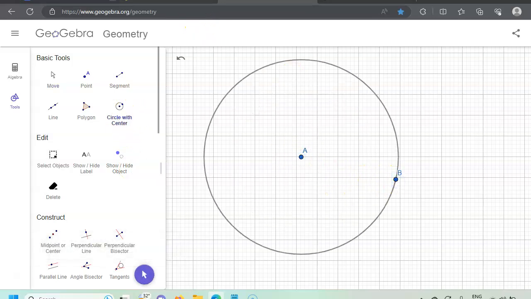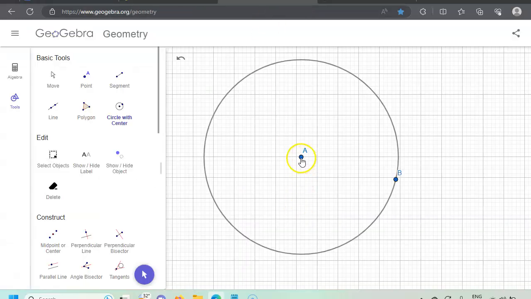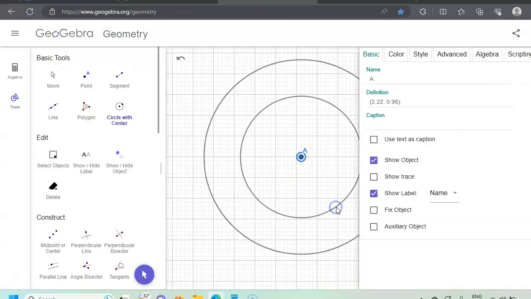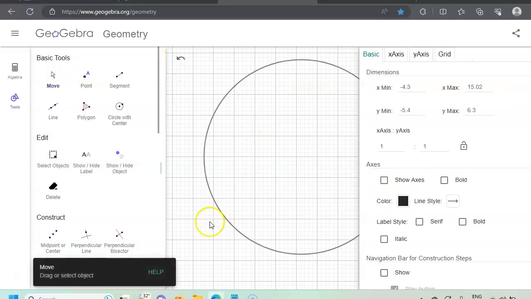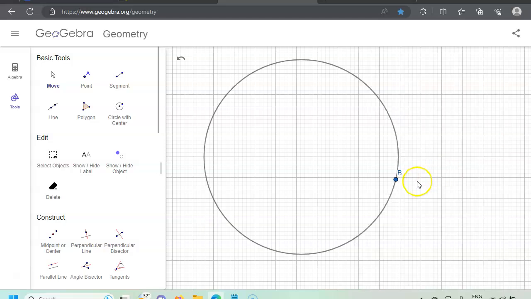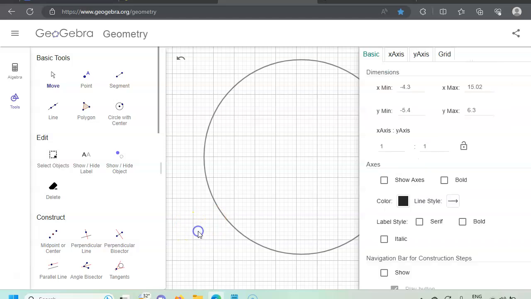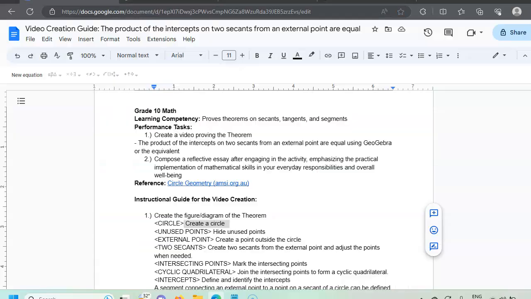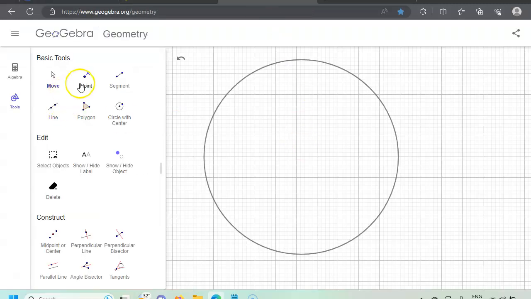Okay, and then second, we're going to hide the unused points. We're not gonna use the center, so we're gonna hide it. And then this point also, we are not going to use it, so we can also hide it. Alright, so next in the build guide or video guide, we're gonna create an external point, so it's a point outside the circle. Okay, so this is it.